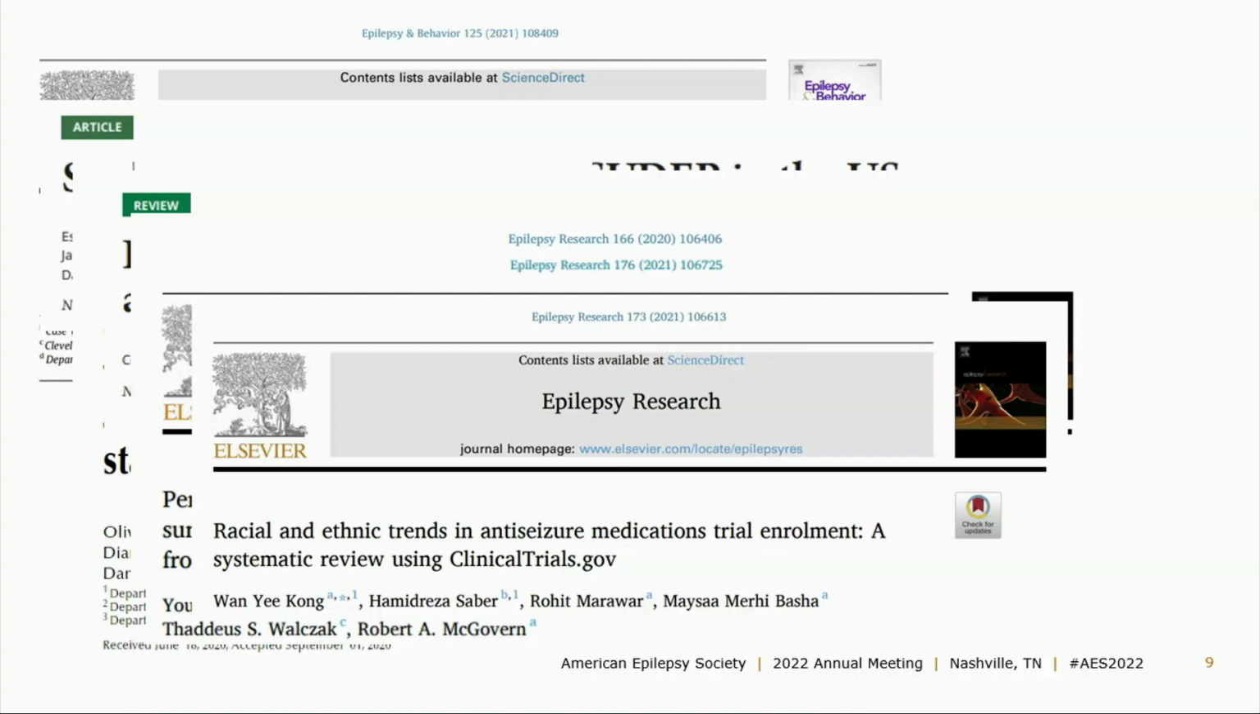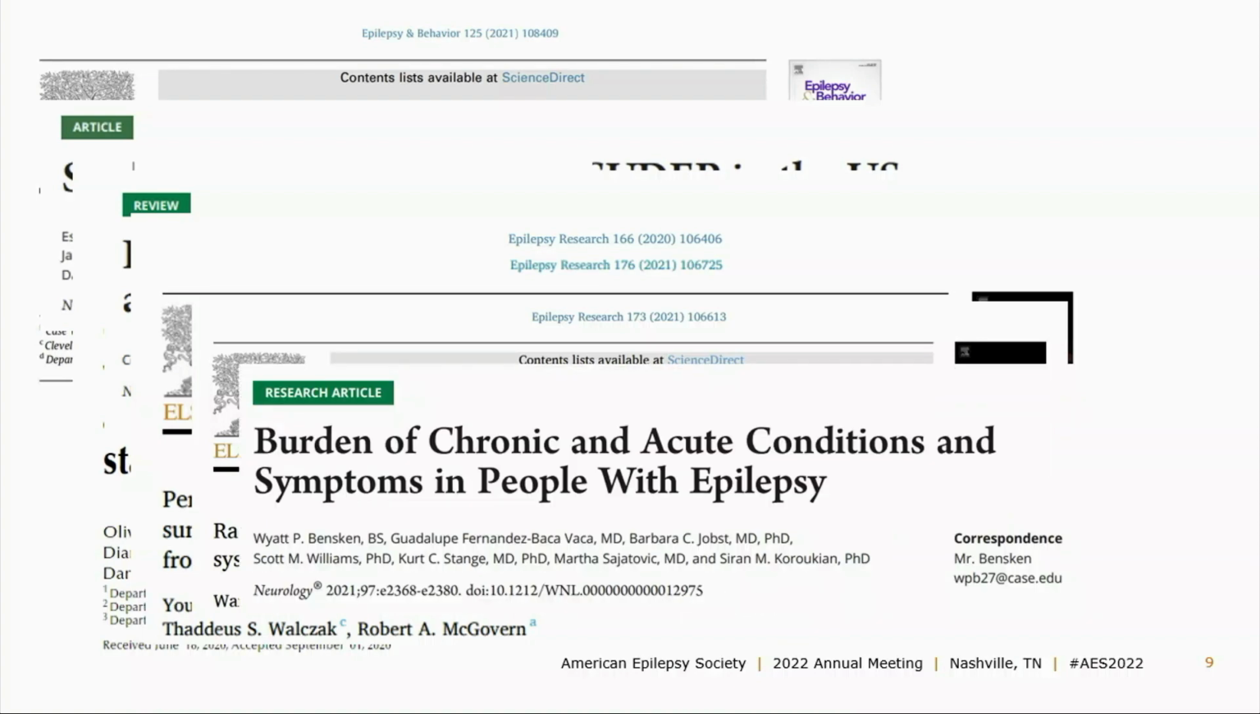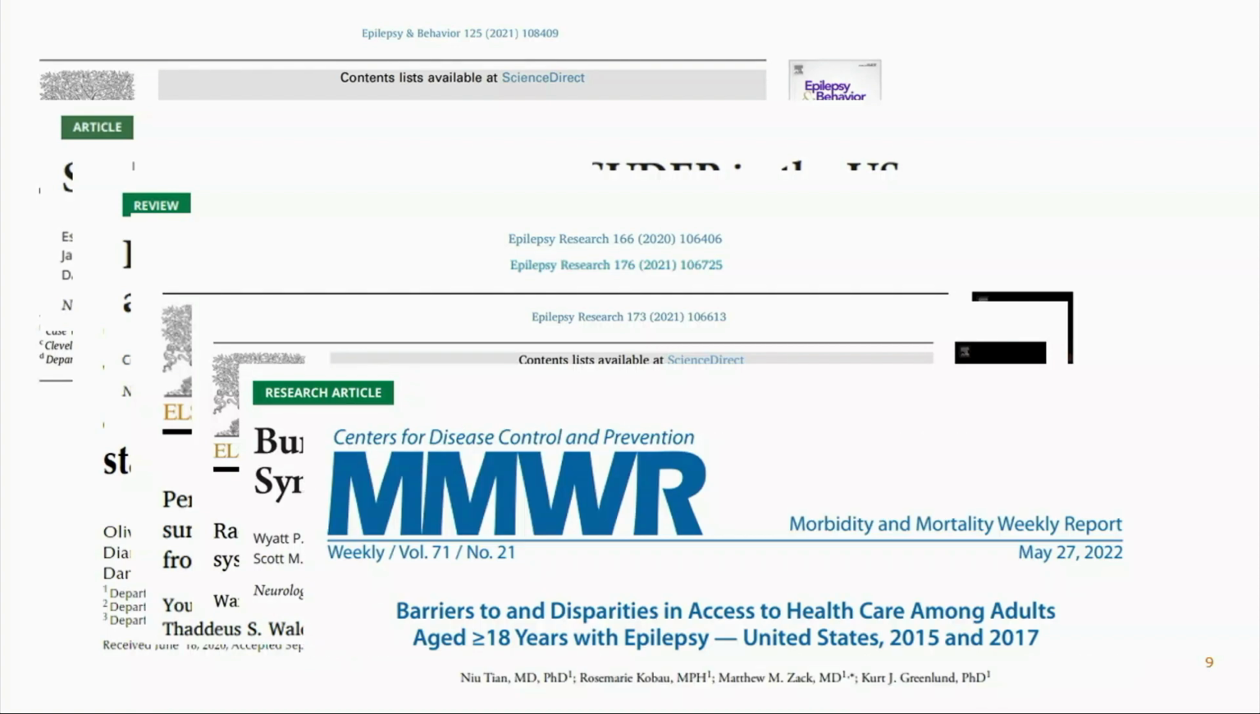Clinical trials. Who are we enrolling in our clinical trials? Significant underrepresentation of people from underrepresented backgrounds. This one was called out in one of the talks earlier: the burden of chronic and acute conditions in people with epilepsy, things like hypertension and depression being higher in certain racial and ethnic groups. And then in the MMWR, barriers and disparities in access to care. So this is a big problem. There's been a ton published about this over the last 10 years or so.